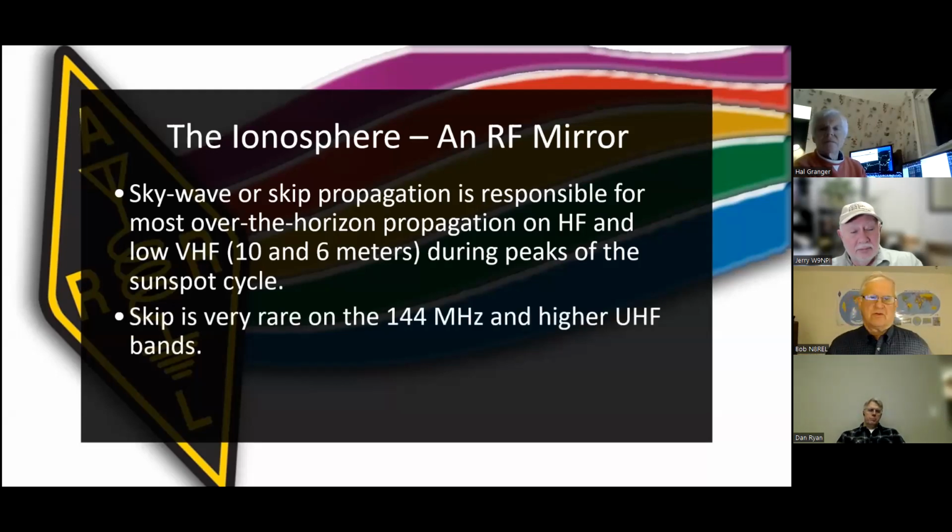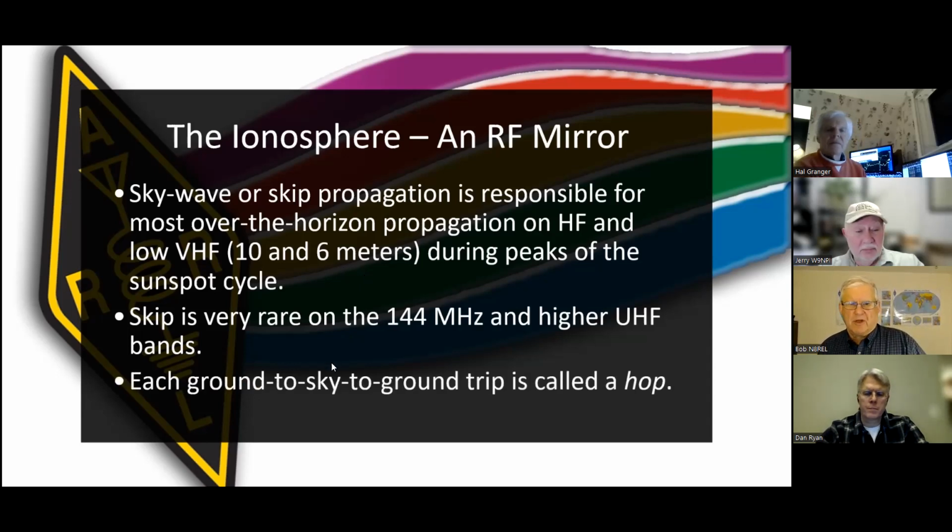Oh, and there's this thing called skip. This is responsible for over-the-horizon communication on HF and the lower VHF bands. Here they're calling 10 meters VHF. Really, we consider that the high end of HF, but the 6 meter band is definitely VHF. But this skip doesn't normally happen on the 2 meter band, which is 144 megahertz.